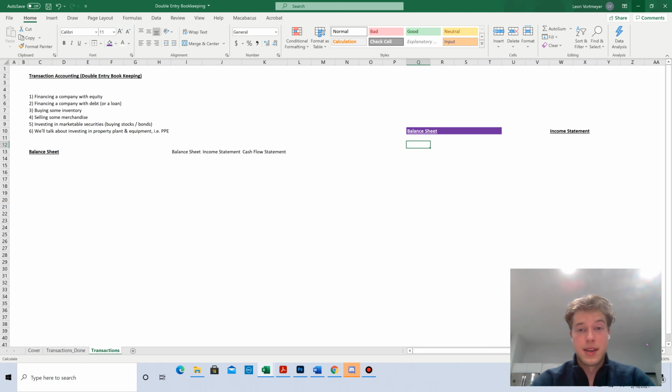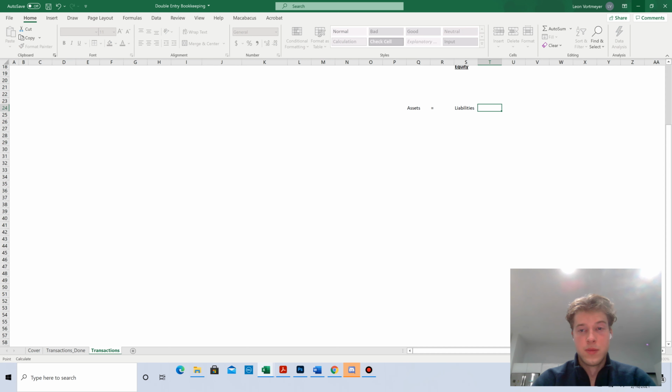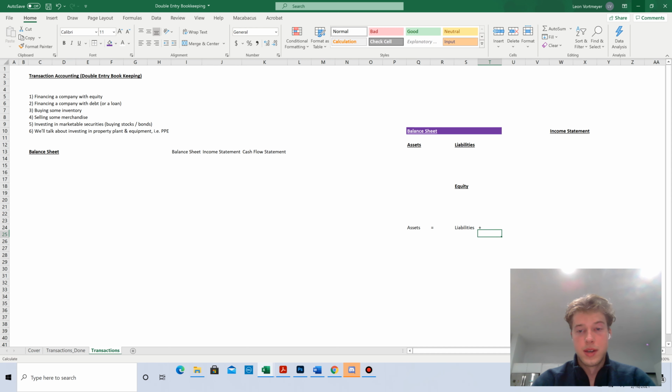So the balance sheet has assets, it has liabilities, as well as equity. And what is the fundamental accounting equation? Where does the balance sheet get its name? From the equation that assets is equal to liabilities plus equity.